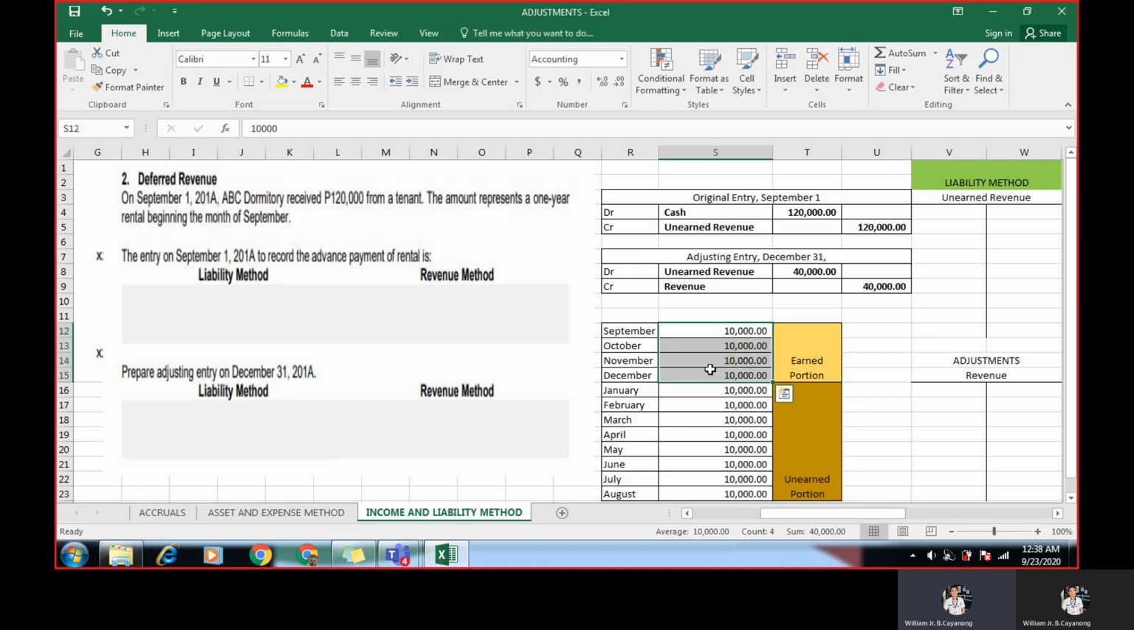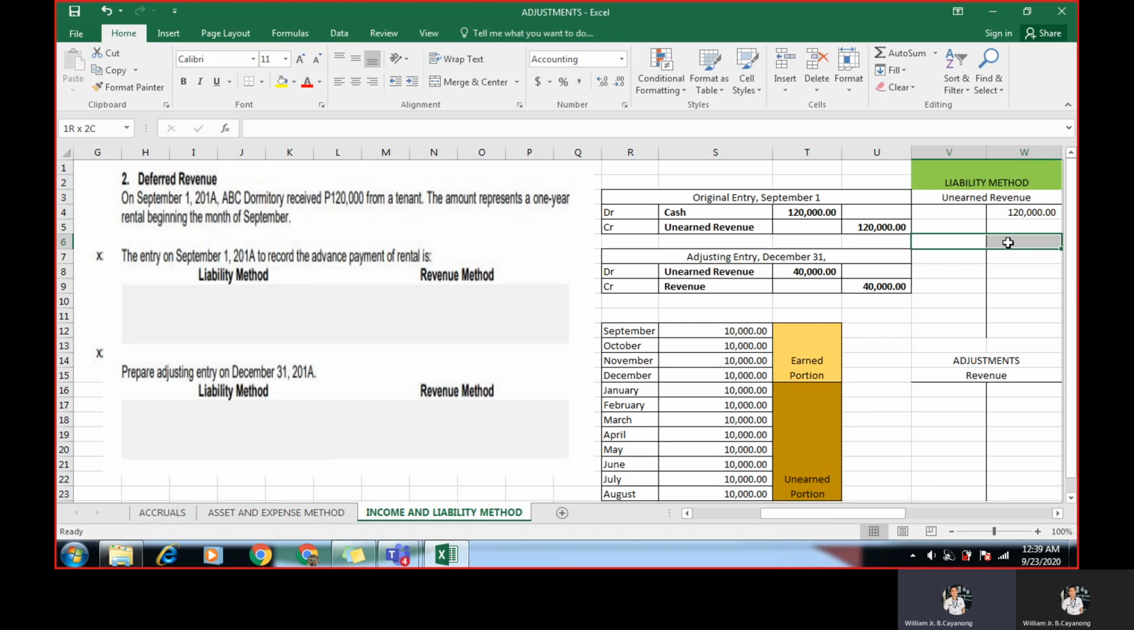That is 40,000 pesos. Therefore, we will reduce the unearned revenue, and to decrease the liability account, we need to debit it. Therefore, we have a debit of 40,000 to unearned revenue. Okay, and credit, you recognize this one as your earned portion. So we have to recognize revenue here. Now, if we transfer it to a T account, during the original entry, we have the unearned revenue account of 120,000, right? But at the end, it will no longer be 120,000, but 80,000.